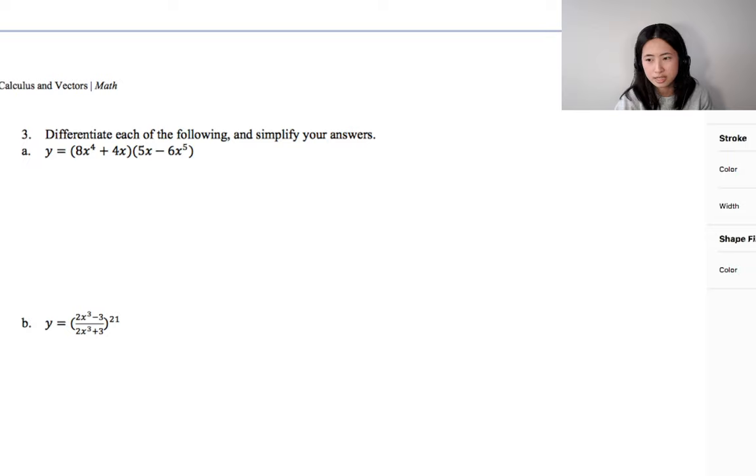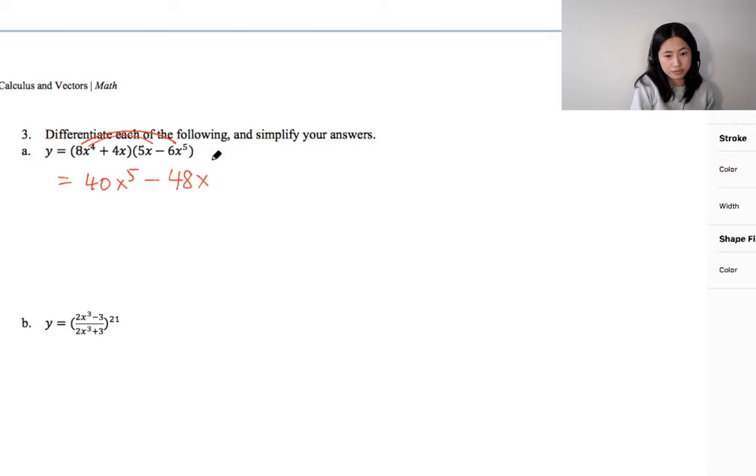Okay, great. Remember what I said, I'm applying the FOIL method, so here we go. We have 8x raised to the power of 4 times 5x, so that would give us 40x raised to the power of 5. And I'm multiplying negative 6 times 8, so that's negative 48x raised to the power of 9. And we have the inner function, which is 4x times 5x, so that would be plus 20x squared. Then you have 4 times negative 6, that would give us negative 24x raised to the power of 6. Is that clear? Okay, cool.